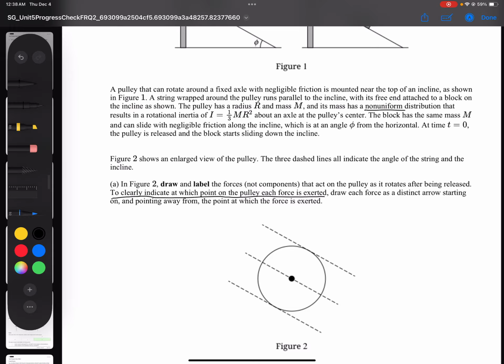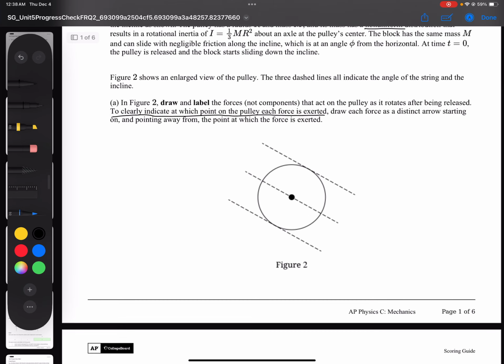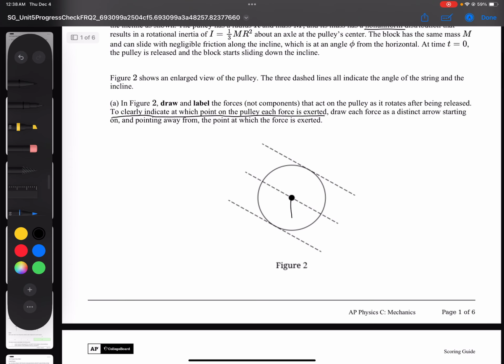All right, so don't mess this up. Here we have to think about all the forces. Well, first of all, a good force to start with is the force of gravity, right? This pulley has some weight, so that's the force of gravity.